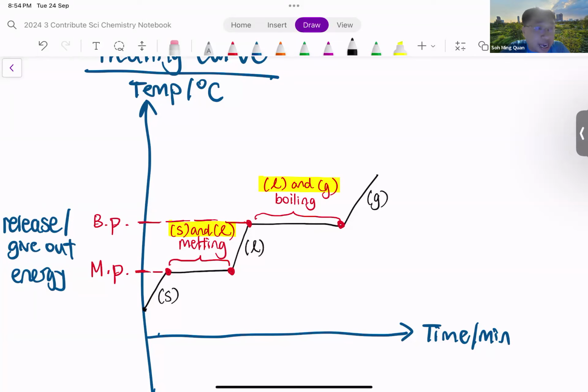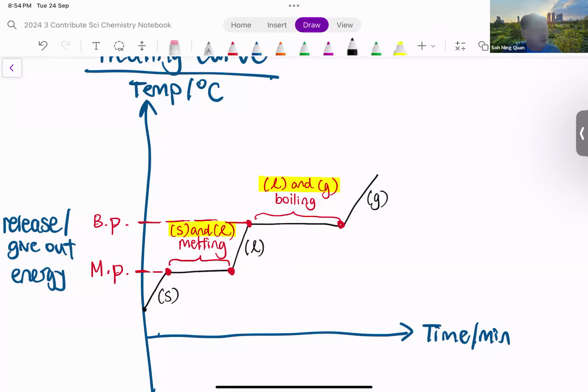You can be asked to list down which states are present. Is it solid? Is it solid and liquid? Liquid and gas, or gas? The next type of question could ask you, what is the melting point? What is the boiling point of the substance? Okay, so these are all possibilities.